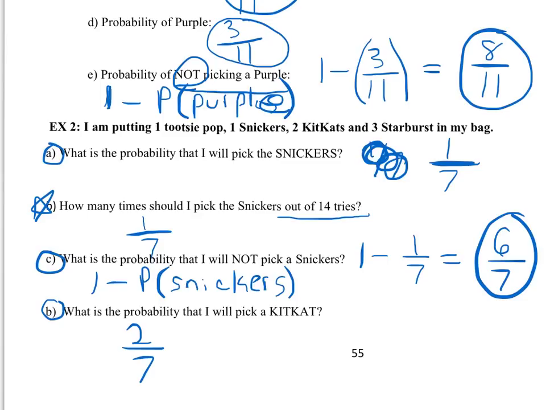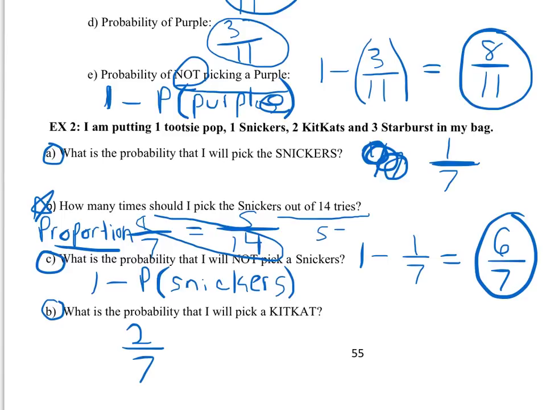But on these types of problems, anytime you see like, how many times would I pick a Snickers, what we're going to do is set up a proportion. So you just start with your regular probability, 1 out of 7 is Snickers. And now you're asking, well, what if I drew 14 times? How many Snickers would I get? If you solve this proportion using cross products, 1 times 14 is 14, divided by 7 equals 2. So S is equal to 2. So if you grabbed into this bag 14 times, how many Snickers would you expect to grab? You would expect to grab 2 Snickers.